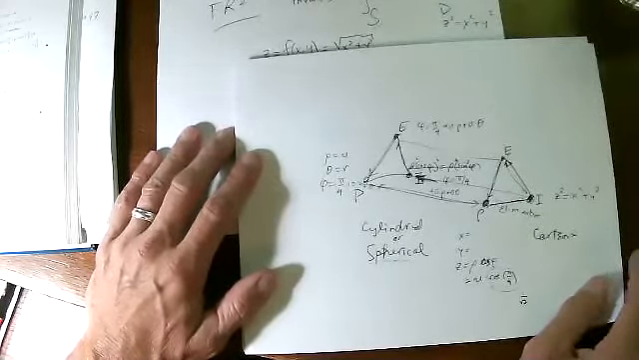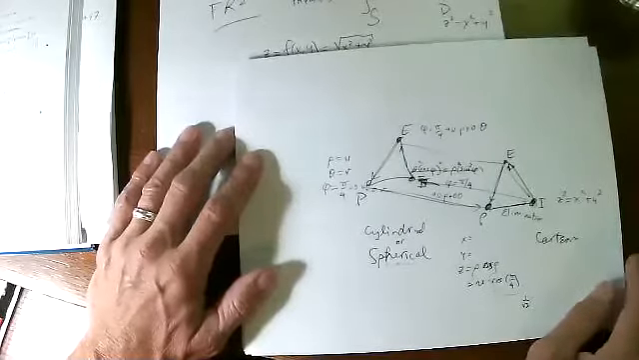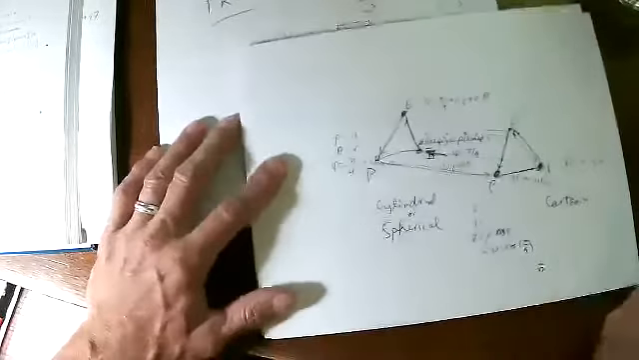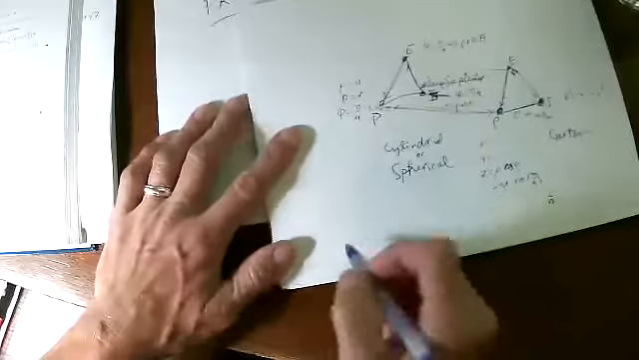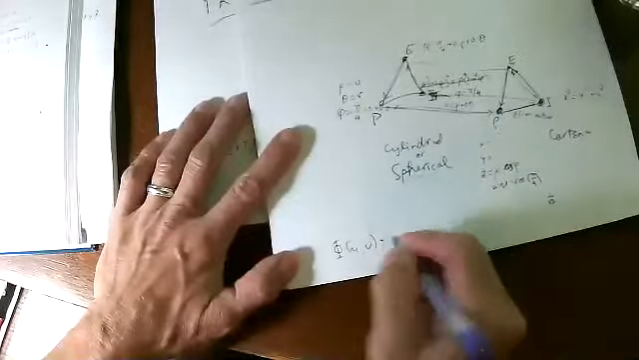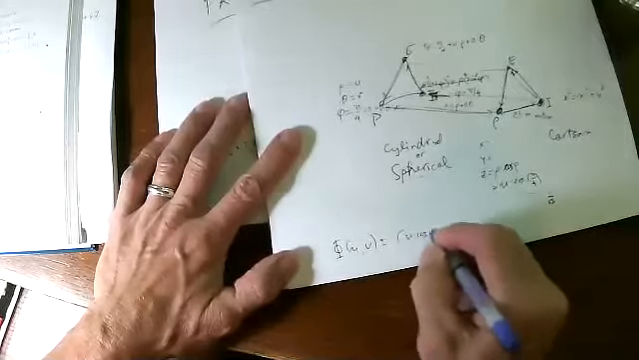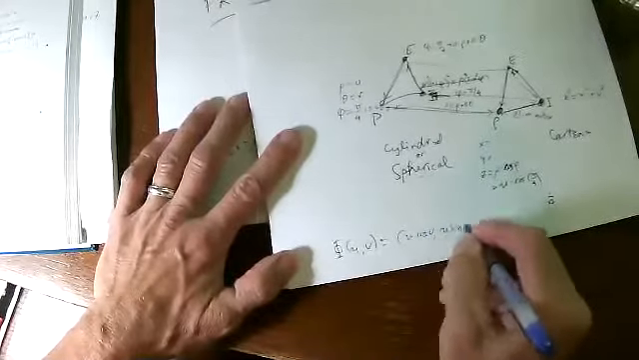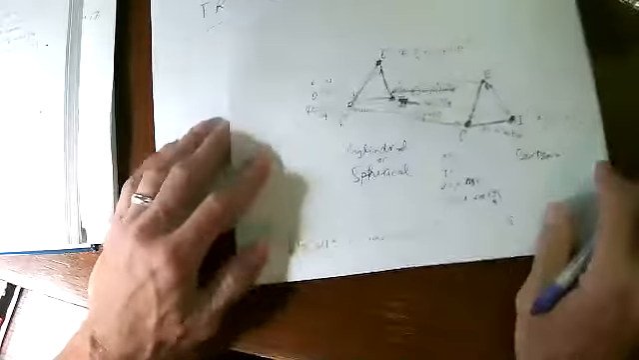So it's not really all that hard to get some of these parameterizations just by eyeballing it. I have to say, a lot of people just wrote out a formula that said phi of u comma v would be u cosine of v comma u sine of v comma u. And that's exactly the parameterization.